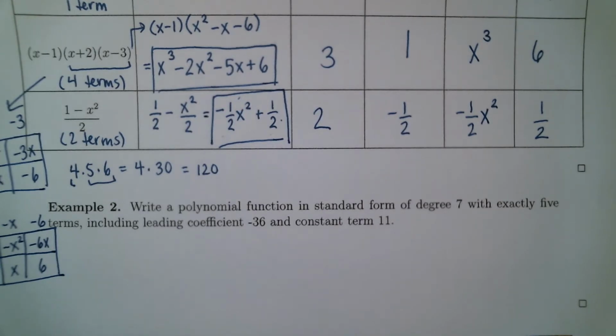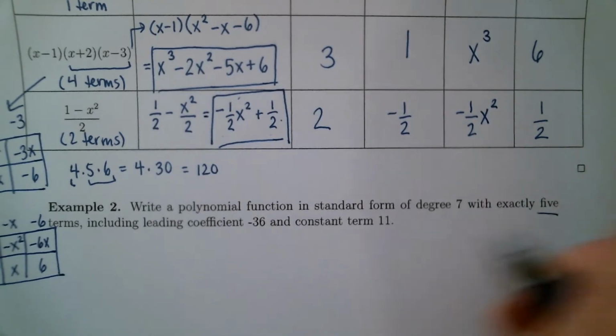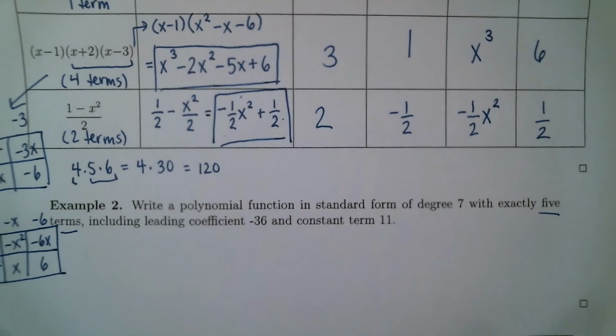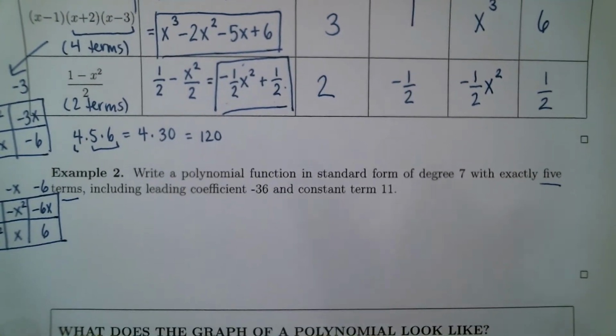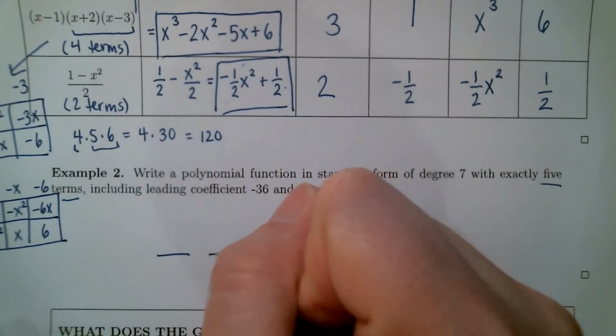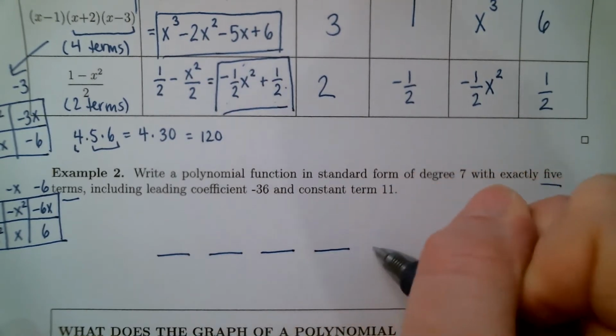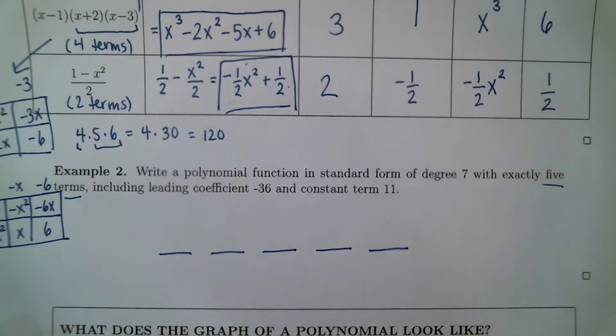So in example 2, I want you to write a polynomial function in standard form of degree 7 with exactly 5 terms, including leading coefficient -36 and constant term 11. Okay, so let's try this. First of all, you know that the polynomial has to have 5 terms. So I'll draw a little framework here. We're going to have 5 pieces, 1, 2, 3, 4, 5, to our polynomial. We've got to fill in the blanks.